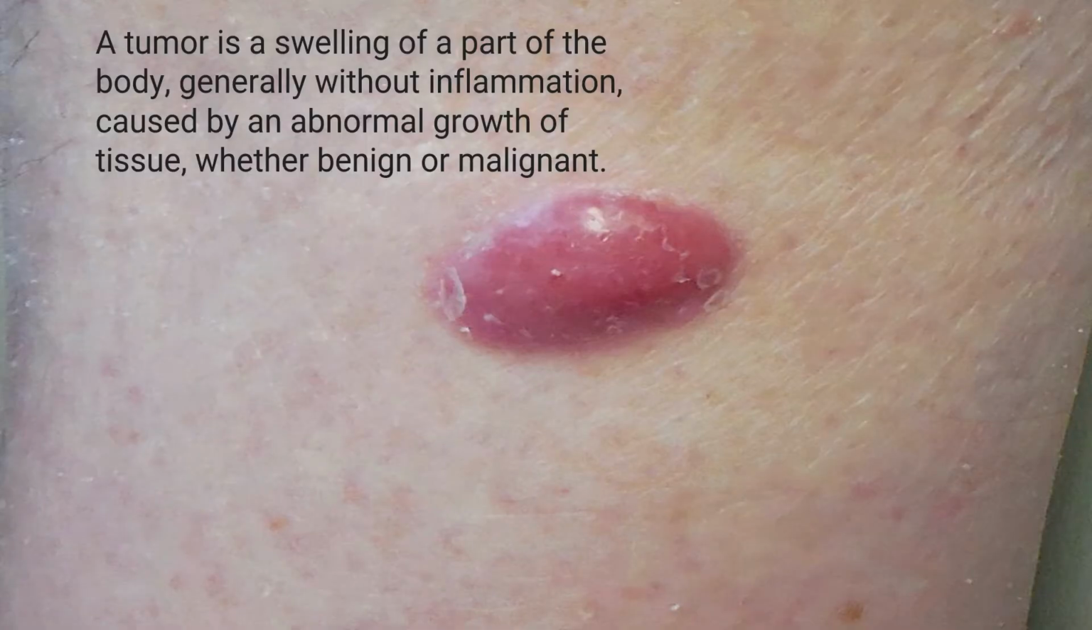A tumor is a large growth made up of cells. It can be benign or malignant. This means it can just be a simple growth that is not cancerous, or it can be malignant, where it does spread into the rest of the body. This is a basal cell skin cancer, which is very common.